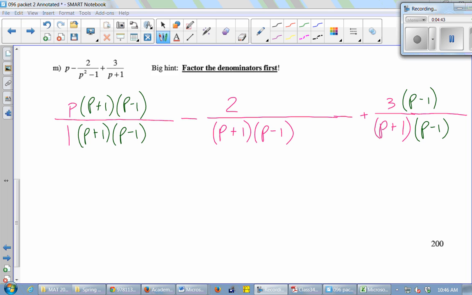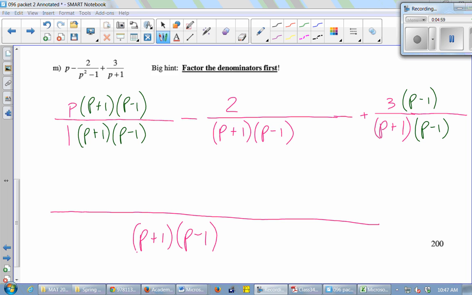Now I'm going to simplify the numerators. So now I can add and subtract, and my result is all going to be over my common denominator, p plus 1, p minus 1. So my numerator is going to be p times p plus 1 times p minus 1 minus 2 plus 3 times p minus 1. Once all the denominators are the same, you can just add and subtract the numerators.